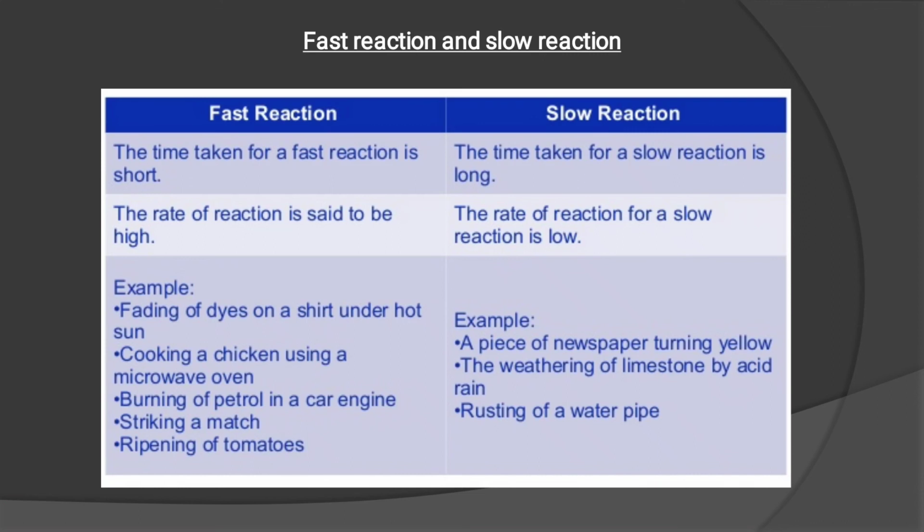You can relate to different examples. Burning of petrol in a car engine and ripening of tomatoes are fast reactions. And rusting of water pipes and a piece of newspaper turning yellow are the types of reactions that come under slow reactions. Okay. So this is important from the point of view of the difference. If a question sometimes comes asking what the difference is between two types of reactions, there you can give these examples.